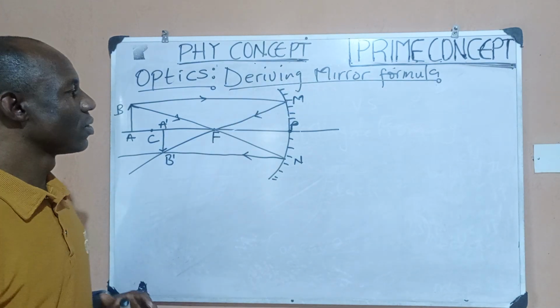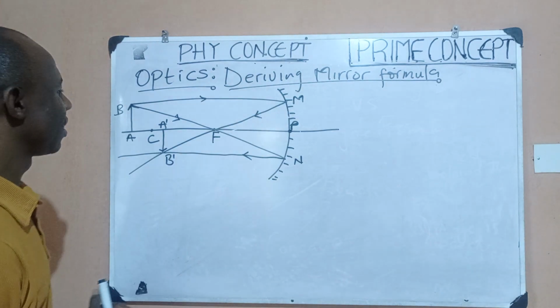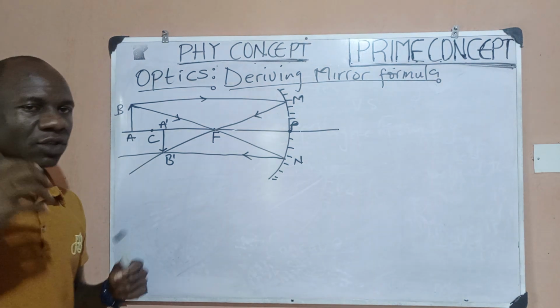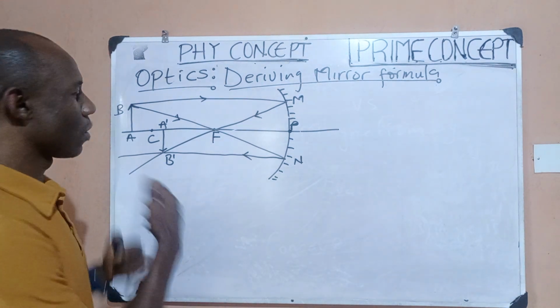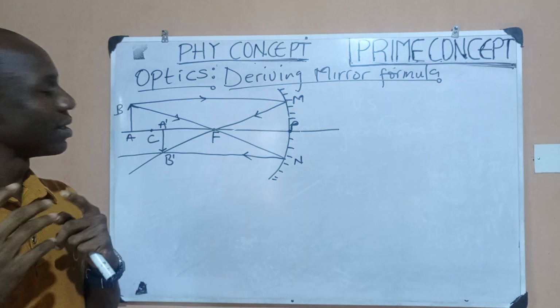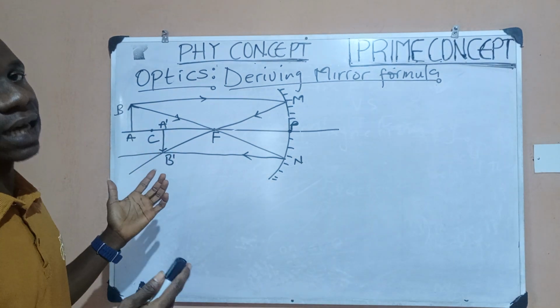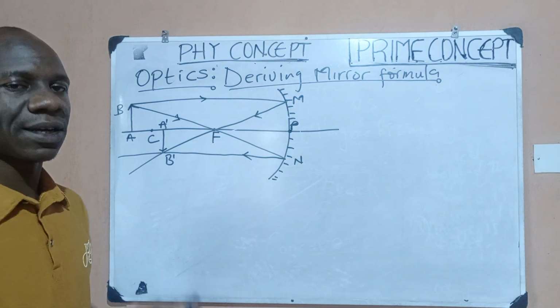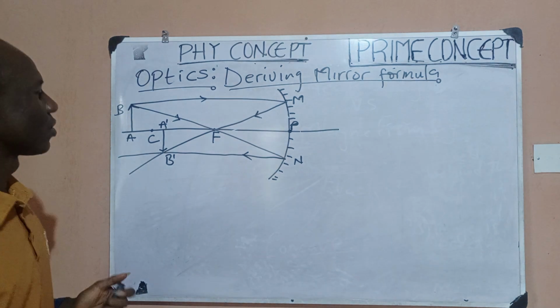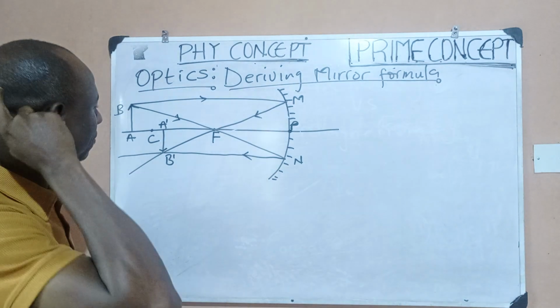So do well to follow this very keenly so that you can really understand what we're doing. Now we're going to use the idea of similar triangles. So we'll be comparing, because if you look at this, you would clearly see that we have so many triangles, and some of them are similar. So we're going to use the idea of similar triangles to derive this.